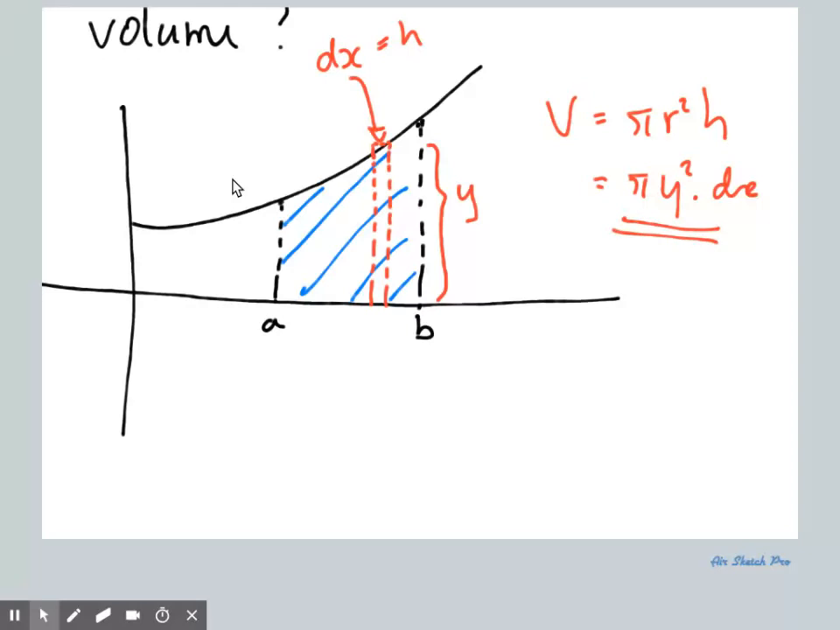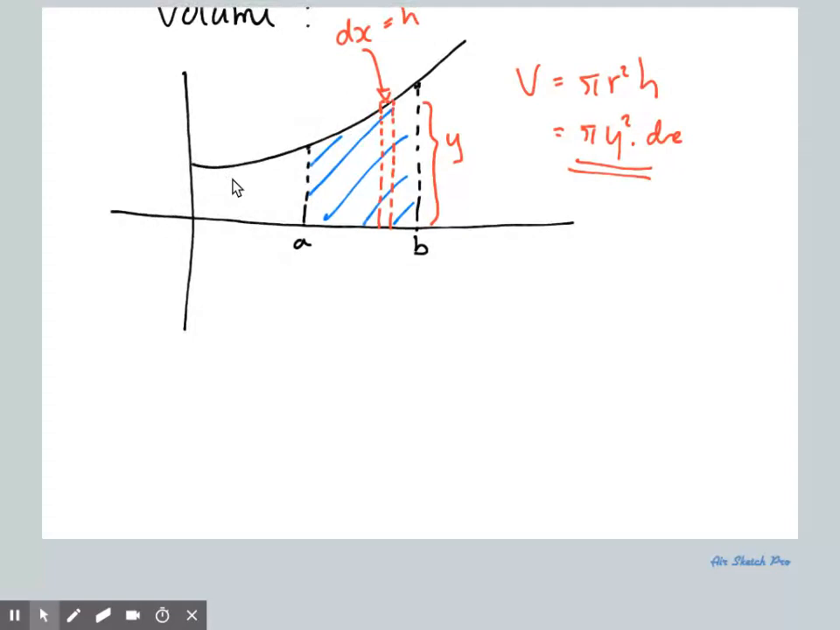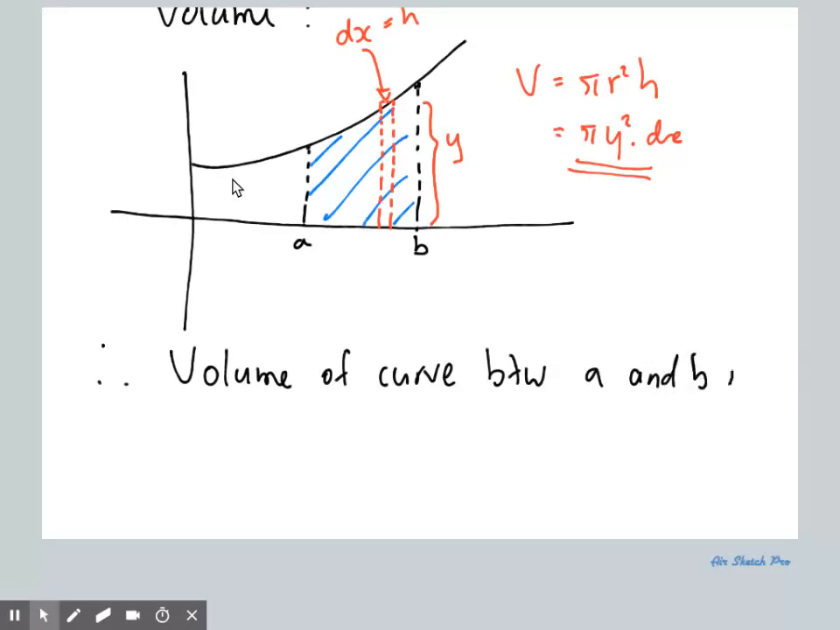So that leaves us with, I'll go to the black pen so you know that it's important, I'll zoom out a little bit. Therefore, the volume of the curve between a and b is V equals the integral between a and b of pi y squared dx.